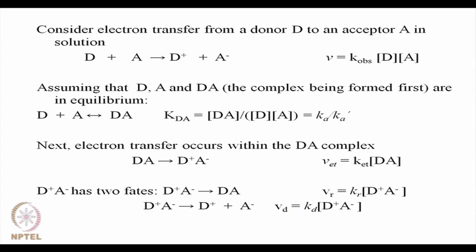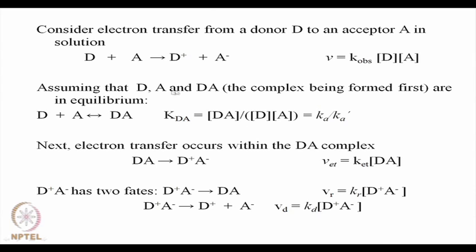Now, let us again consider this electron transfer from a donor to an acceptor, D plus A giving rise to D plus and A minus, where the velocity of the reaction, since it is an elementary process, as I told you, we started with A plus B, but here we go from an uncharged state to a charged state. So, velocity is k observed into concentration of D into concentration of A.